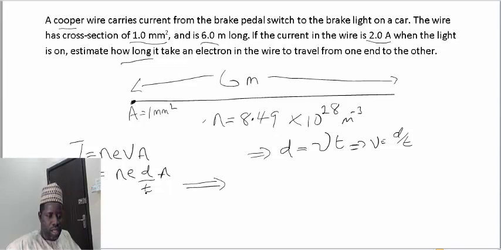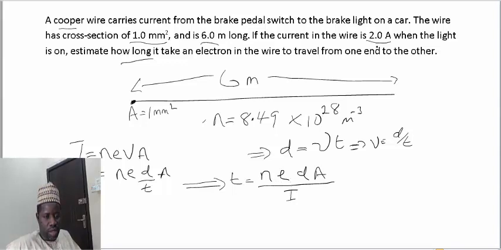In this case, we can make t the subject of the formula, since we are looking for how long, so we are after time. So the time taken will be the charge carrier density, the charge on electron, the length of the wire, the cross-sectional area, all over the current the wire is carrying. Virtually all the parameters in the numerator and denominator are given in the question.